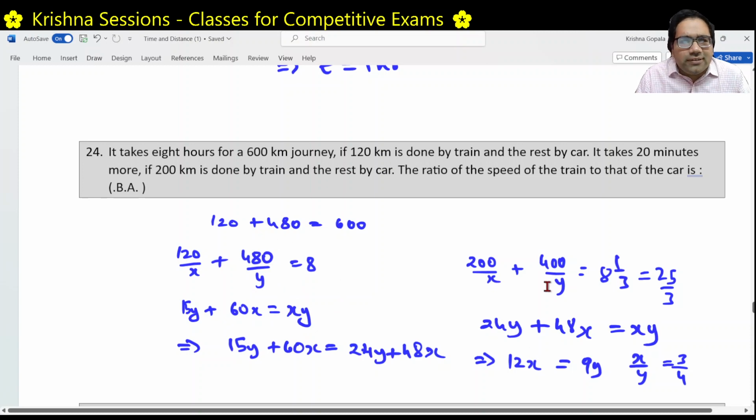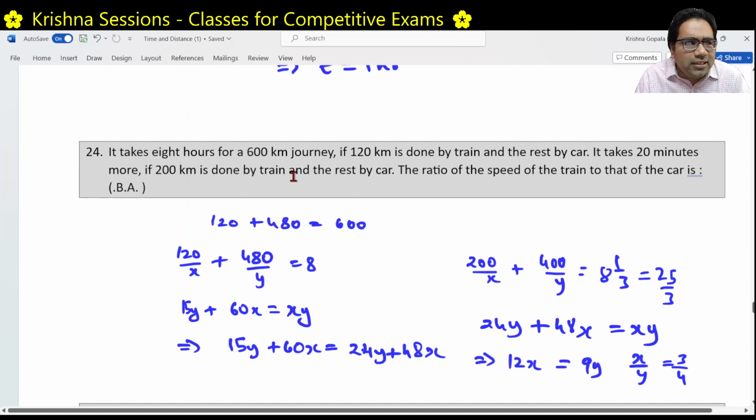Now, let's go to the second equation. The second equation says he is traveling 200 kilometers by train and the rest by car. Same equation, we have to write. So, what is the time taken? 200 by x plus 400 by y. x and y are the speeds of train and car.